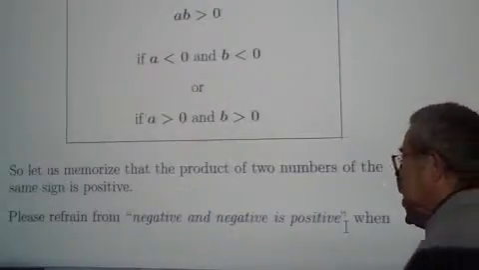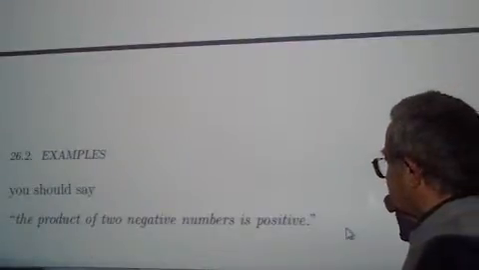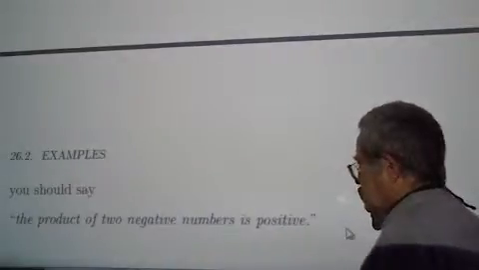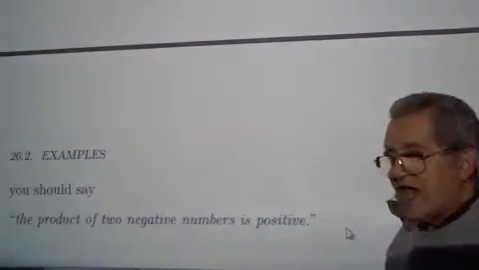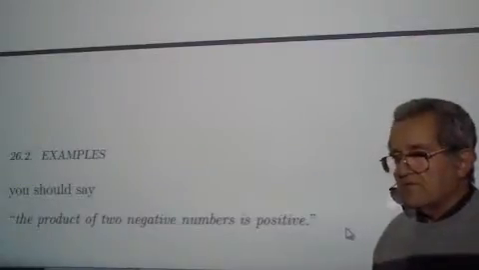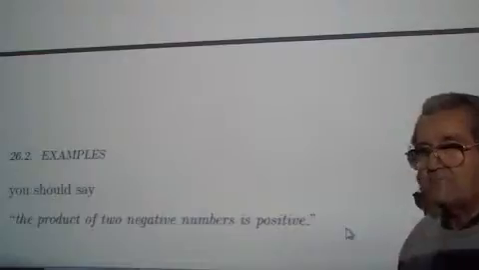Try not to say negative and negative is positive when you think of multiplication. Say the product of two negative numbers is positive. Because negative and negative, if and means plus, you're in trouble. Negative 2 plus negative 3 is negative 5, not a positive number.